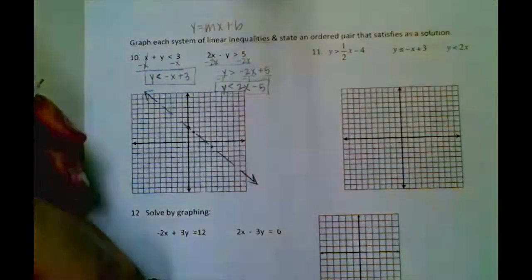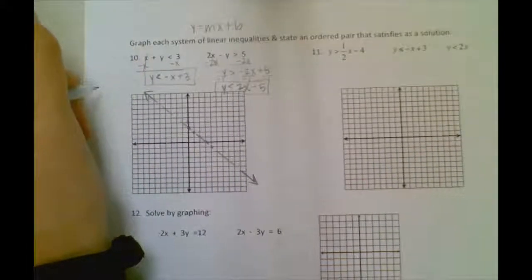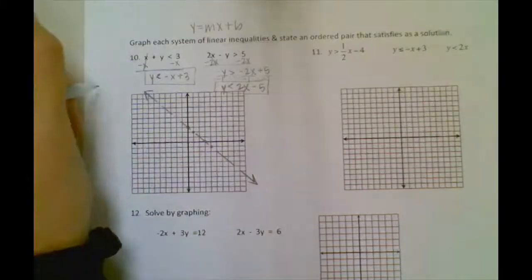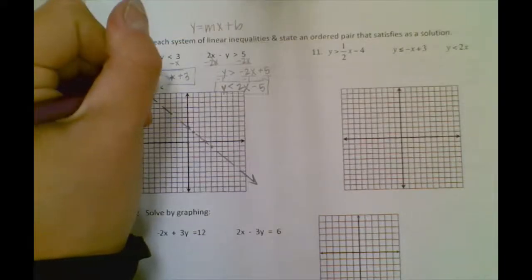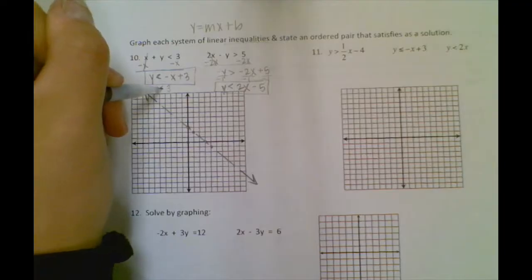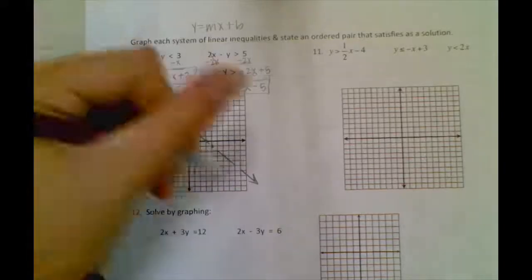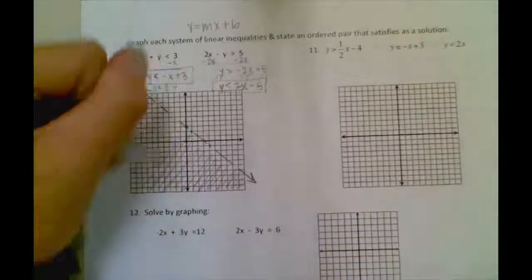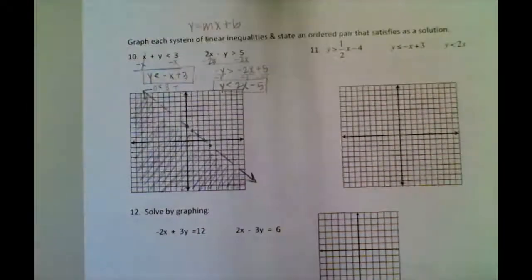Now, my shading, okay, remember you got to use a test point. So I'm going to use 0, 0, that point right there. So if I plug in a 0 for y, and that makes x 0, I just end up with 3. 0 is less than 3. True or false? True? Good. So because it's true, I'm going to shade on that 0, 0. If it was false, you shade on the other side.